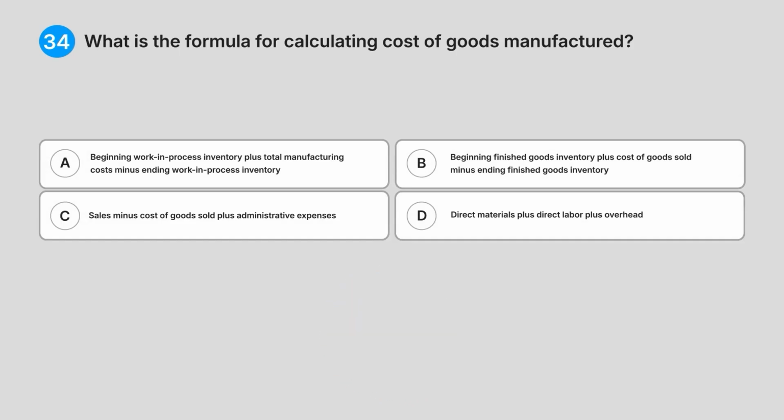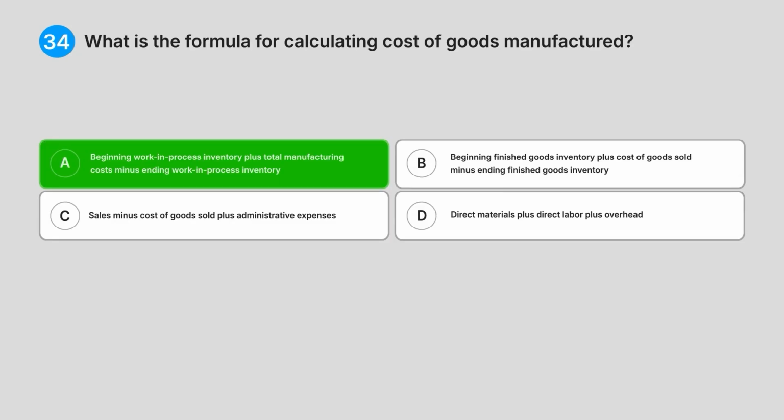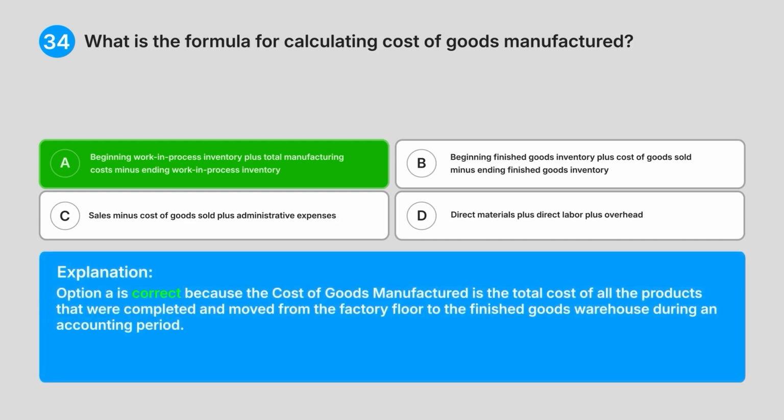Correct answer. A. Beginning work in process inventory plus total manufacturing costs minus ending work in process inventory. Explanation. Option A is correct because the cost of goods manufactured is the total cost of all the products that were completed and moved from the factory floor to the finished goods warehouse during an accounting period.